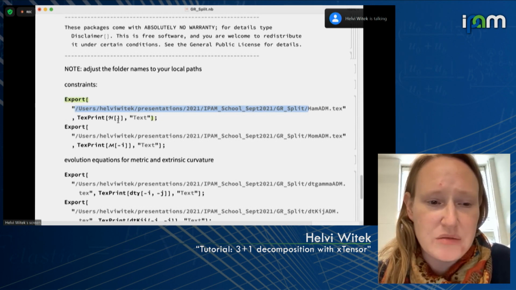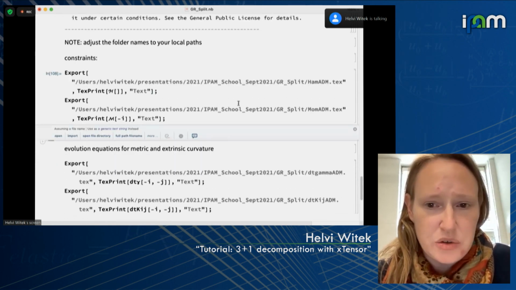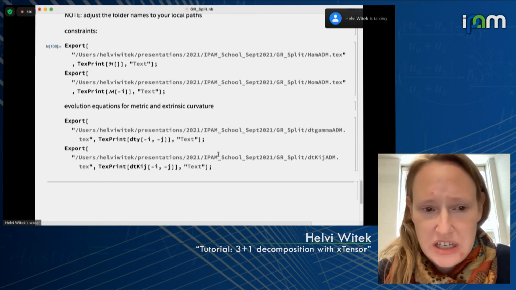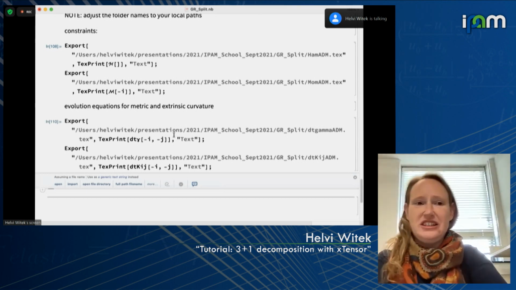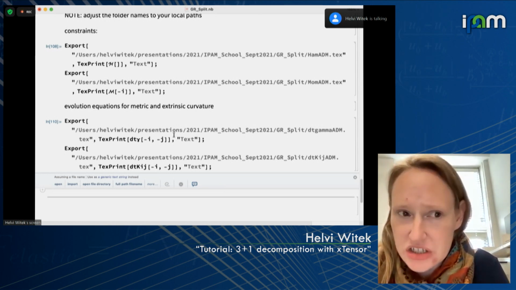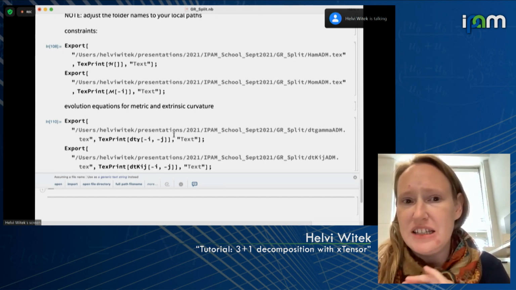Then the TeX print of the expression. Remember, we derived our Hamiltonian constraint as the curly H, and we have the TeX here. I'm doing this for all of the quantities: the Hamiltonian and momentum constraints, and also the evolution equations for the 3-metric and extrinsic curvature. Okay, so this is in a nutshell how you can perform a 3+1 decomposition of Einstein's equations using xTensor. And with that, I'm at the end of this part.